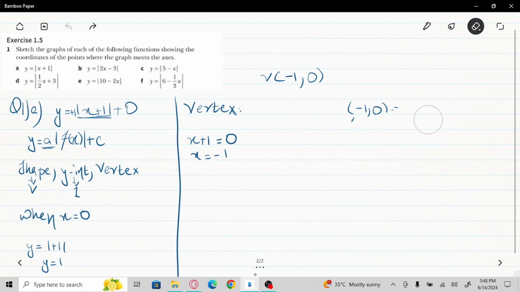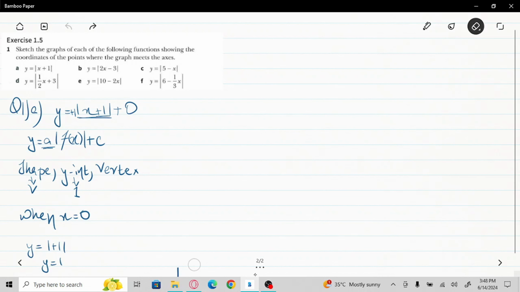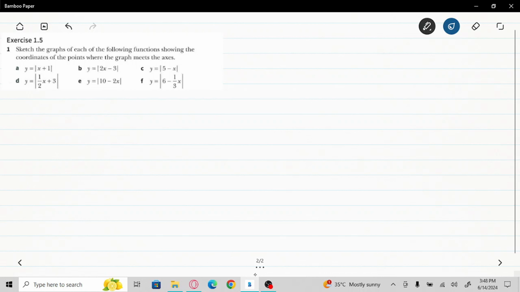Let me erase this for part B. For part B, we have y equals the modulus of 2x minus 3. So again, compare this with the equation y equals a function of x plus c. I'm going to make it much faster because I've explained it really a lot in part A. So the shape of the graph is a V shape.